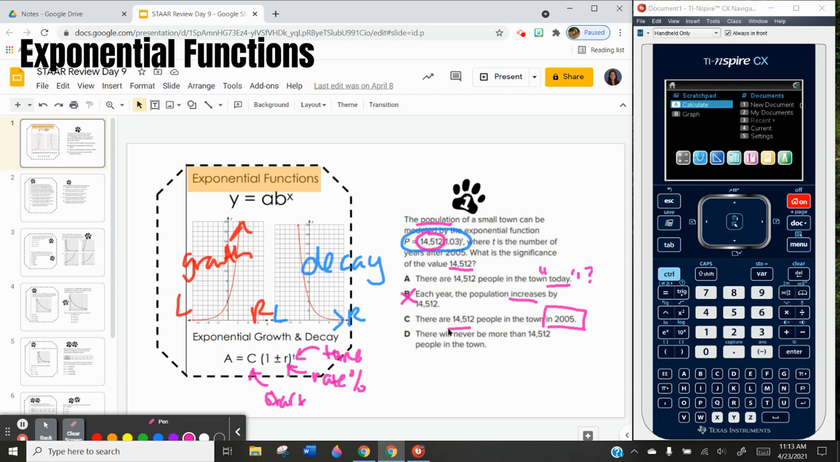So C, there are 14,512 people in the town in the year 2005. So this is the start value in what year? So if I go back and it says t stands for the number of years after 2005, then yes, this is your start value in the year 2005. So that does make sense. And then D says there will never be more than 14,512. That's not true because if you look at the number inside of the parentheses, it is greater than 1, which means that they added for the rate. So the rate is actually going up, which means it's not going down. So here the answer is C.